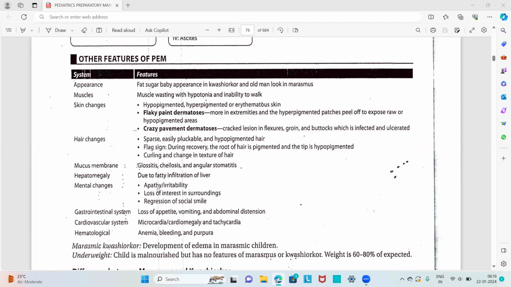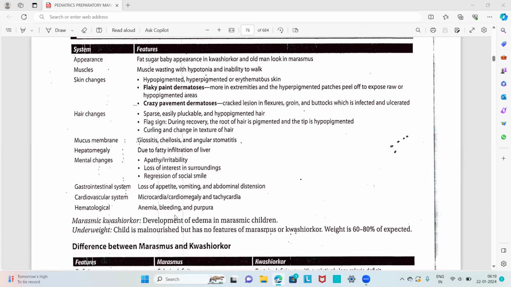Apathy is more common in kwashiorkor, and irritability is most common in the marasmus child. Loss of interest in the surroundings is called apathy. And regression of social smile: these are the mental changes which usually happen in protein energy malnutrition. Then the GIT: there will be loss of appetite, vomiting, and abdominal distension. Abdominal distension is more commonly a feature of kwashiorkor. Then the cardiovascular system: microcardia, cardiomegaly, and tachycardia. Then anemia, bleeding, and purpura as the hematological changes in a protein energy malnutrition child. So these are the other features of protein energy malnutrition.